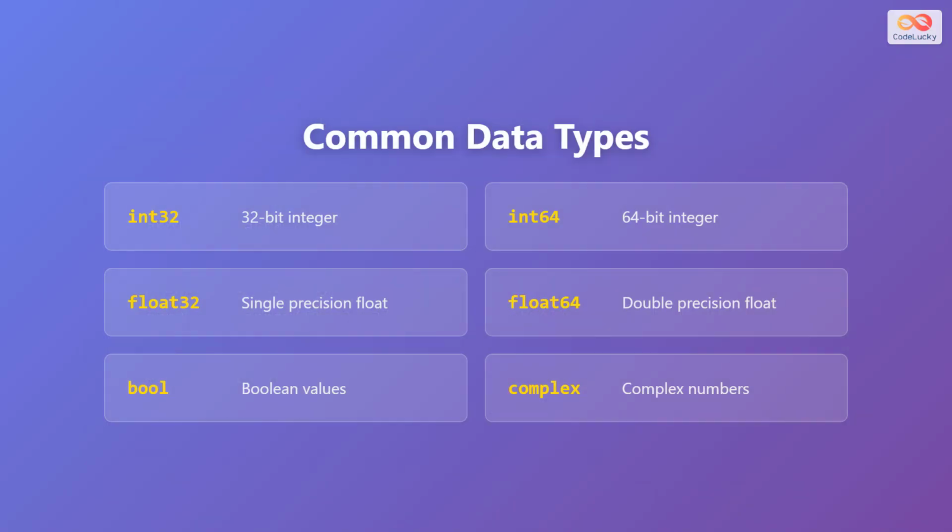NumPy supports various data types for different use cases. Int32 represents 32-bit integers, suitable for most integer operations. Int64 represents 64-bit integers for larger number ranges. Float32 is a single precision floating point type, using less memory. Float64 is a double precision floating point type, offering higher accuracy. Bool is used for Boolean values, true or false. Complex is used for complex numbers with real and imaginary parts. Choosing the right data type helps optimize memory usage and computational efficiency.